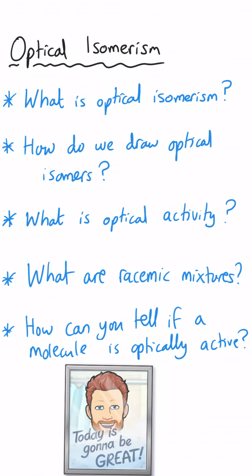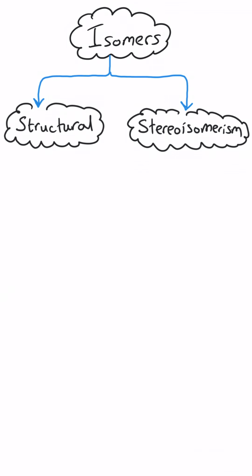We're going to take a look at what optical isomerism actually is and also how you draw optical isomers. We're going to look at what it means to be optically active and then consider this from the point of view of racemic mixtures and what they are. And last of all, we'll finish by looking at how we can tell whether or not a molecule is optically active. A quick overview of isomers here.